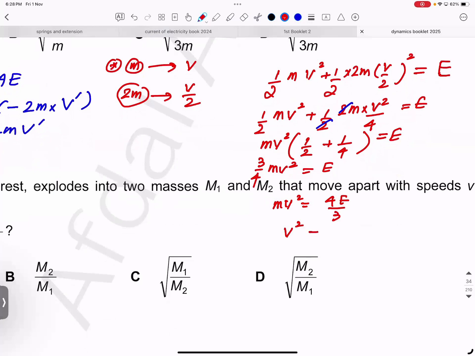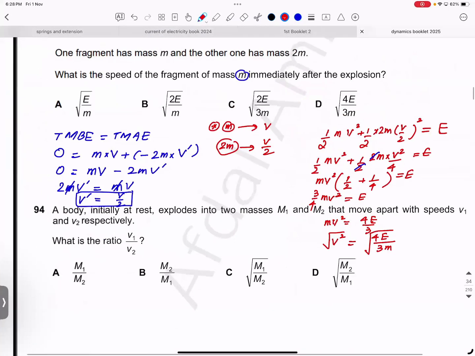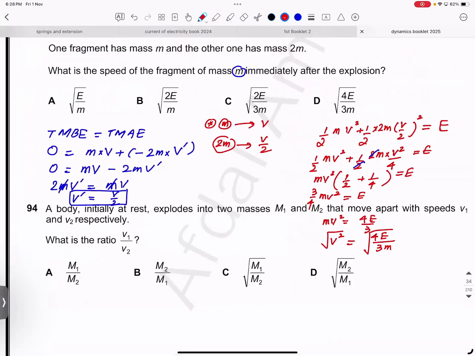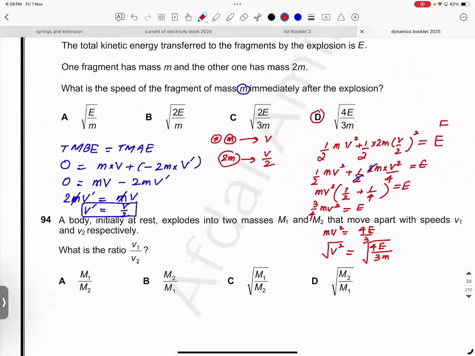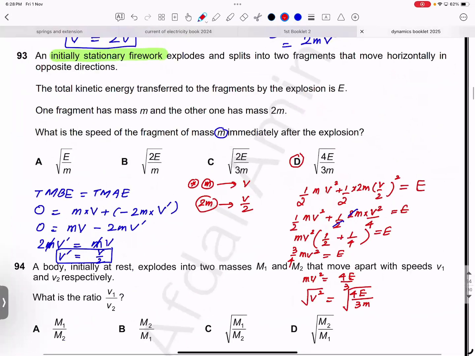V square is 4E by 3m, so v is the square root of that. Is there any option? Option D. You can guess how challenging dynamics could be from this question.